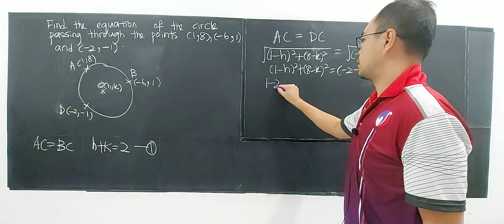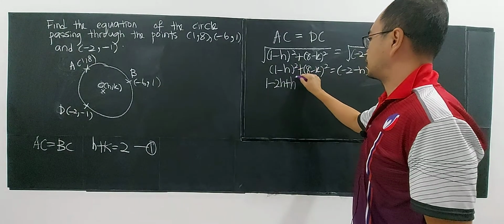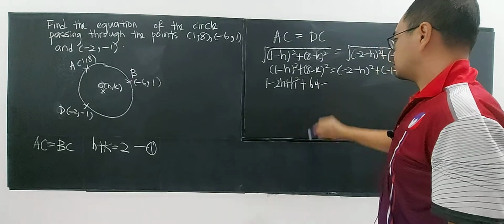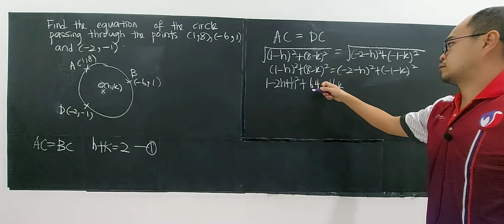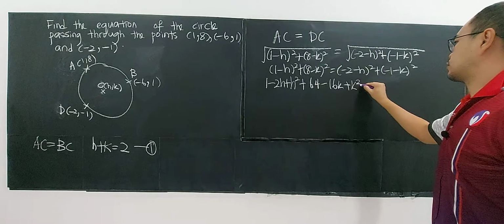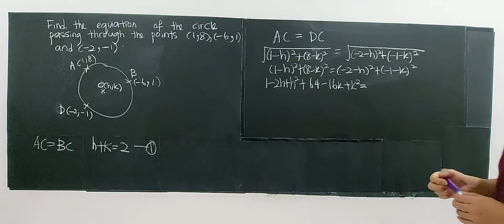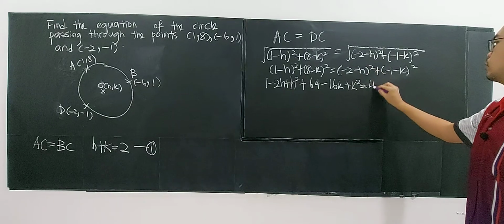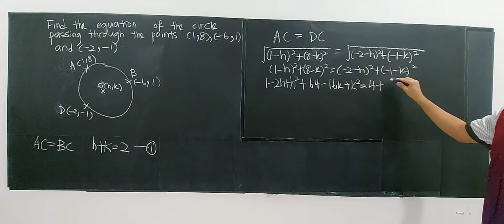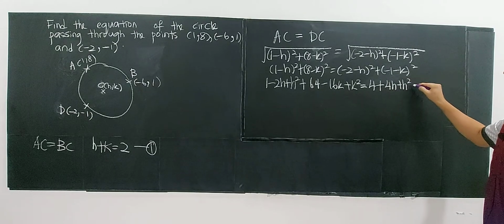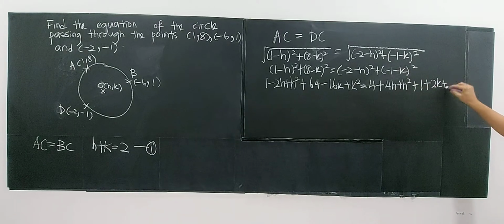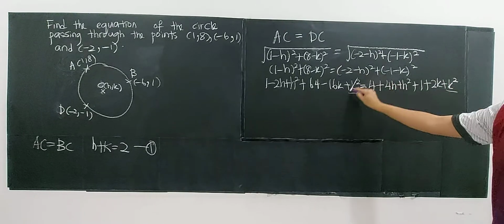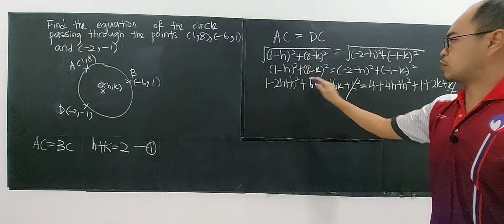So this one you have 1 minus 2h, and you know very well how to expand. So you have 64 minus 16k plus k squared for the left-hand side. And for the right, you have 4 plus 4h plus h to the power of 2, and 1 squared plus 2k plus k to the power of 2. The k squared cancels on both sides, and the h squared cancels on both sides.